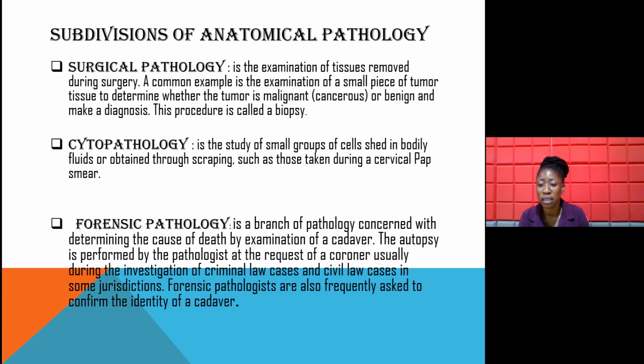So it's a branch of pathology that is concerned with determining the cause of death by examination of a cadaver. Then the autopsy is performed by the pathologist at the request of a coroner, usually during the investigation of criminal law cases or civil law cases in some jurisdictions. So forensic pathologists are also frequently asked to confirm the identity of a cadaver.